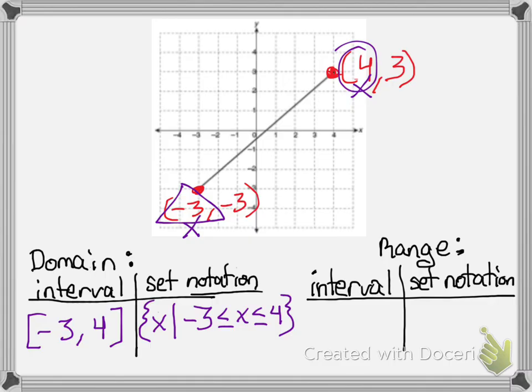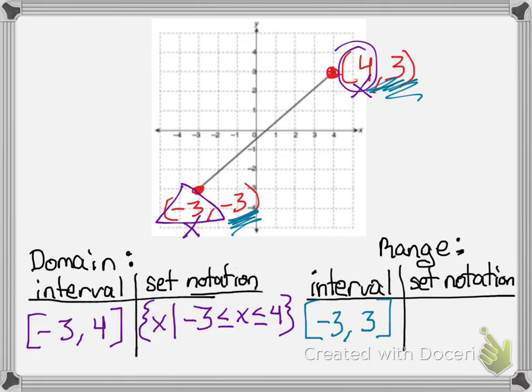Now for my range, I'm focusing on the y values. So I'm going to look at my y values and ask myself, which one is the smallest y value? -3. Which one's the largest? 3. So my interval is going to go from -3 to 3. Both of them have closed circles, so they're going to have brackets.